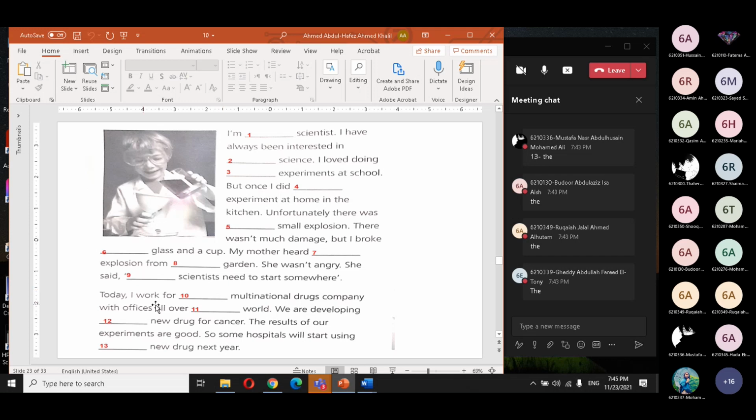Today I work for multinational drugs company. This is the first time we talk about company. If it is the first time we put a. With offices all over أكيد world لازم the world. We are developing new drug for cancer. Also new drug for cancer the first time. You say a. But here new drug the second time, so we use the.